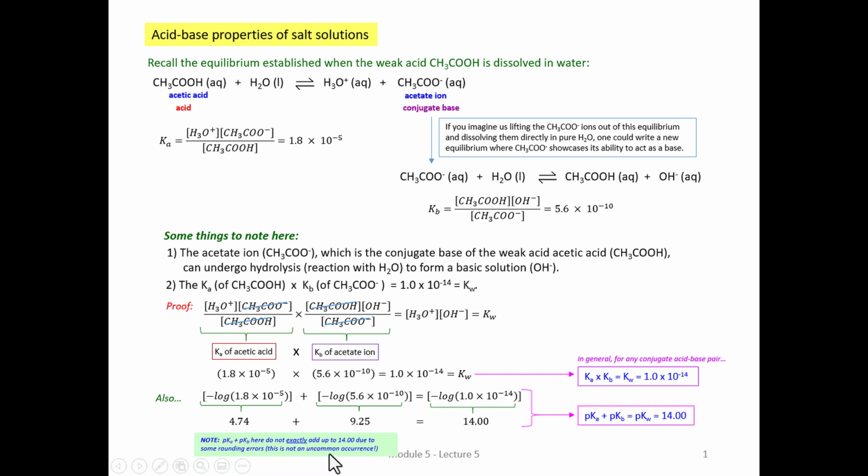If you note here that 4.74 plus 9.25 doesn't exactly equal 14, that's not uncommon. That's just due to some rounding errors in the determination of these Ka and Kb values. The thing to remember here is the Ka of a weak acid times the Kb of its conjugate base equals Kw, and the pKa of the weak acid plus the pKb of its conjugate base equals pKw, which is equal to 14.